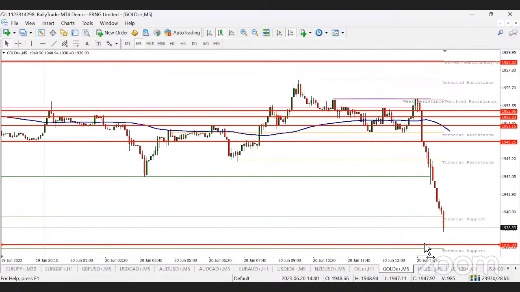The answer is yes. Now, if you still want to follow the gold, please put a trailing stop. Do you know how to set up a trailing stop? Yeah, put a trailing stop. I was already in the trade.